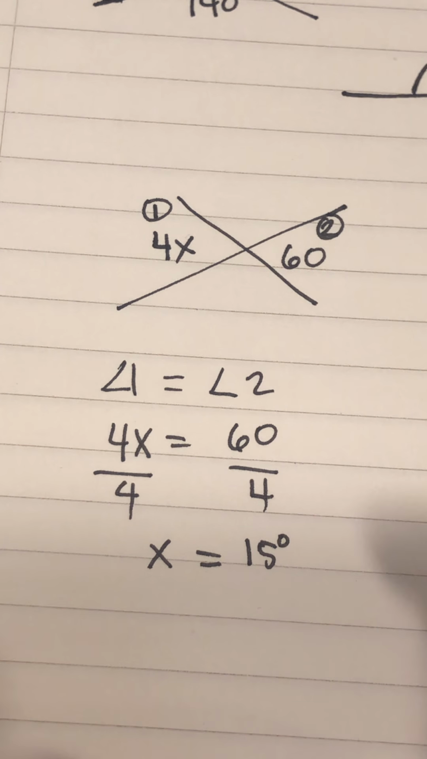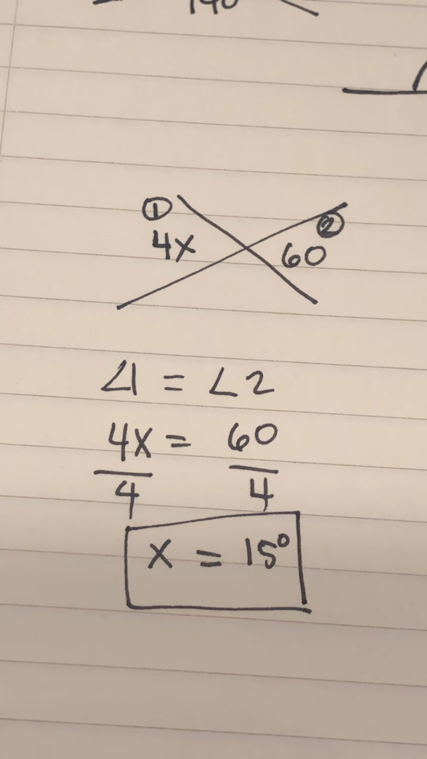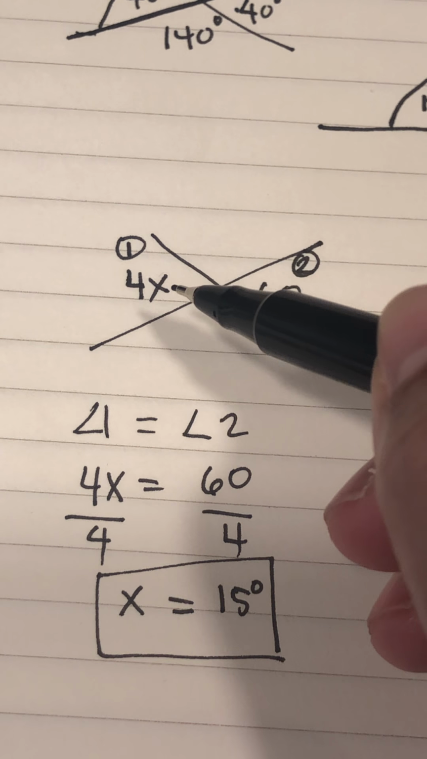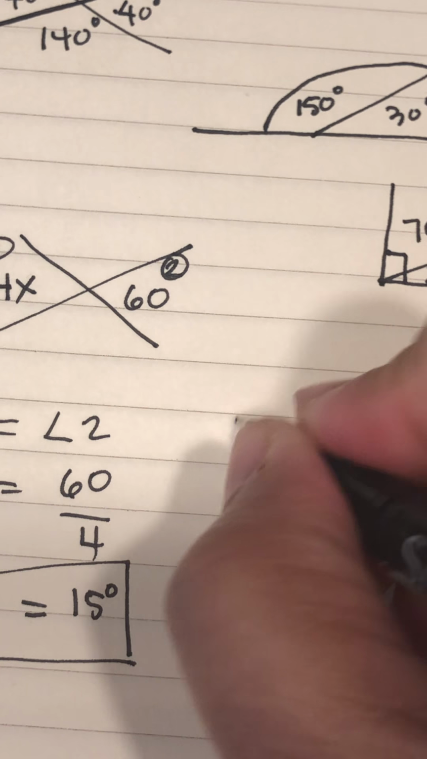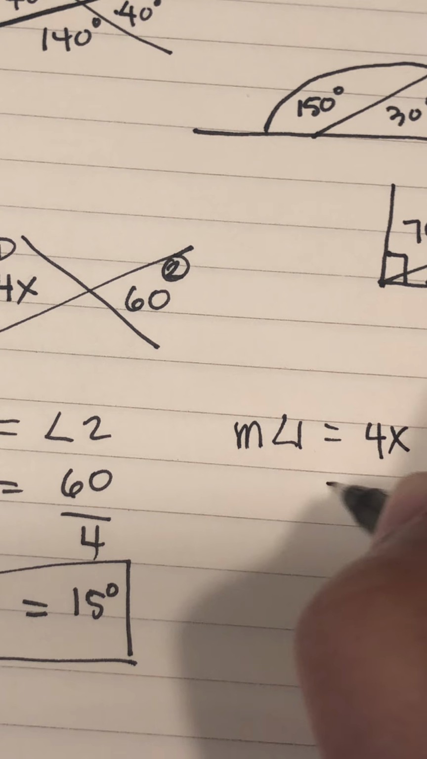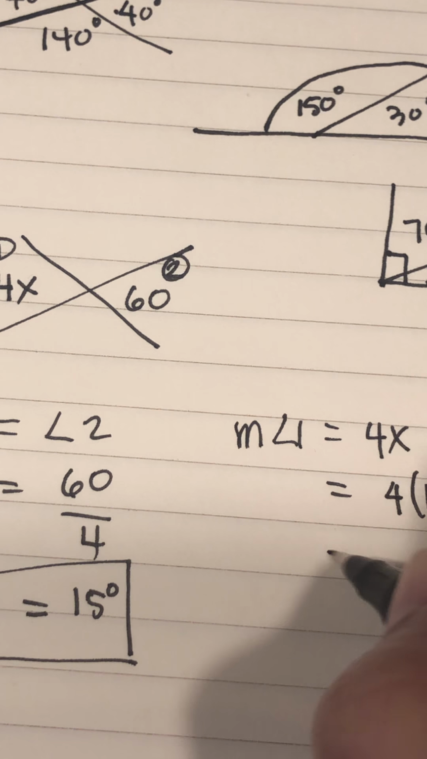So all you need to do is, okay, in the test, if I'm just going to ask you solve for x, then you stop right here. But then if I'm going to ask you, what is the angle measure for angle 1? So now you would have to substitute your x value into the expression. So the measure of angle 1 is 4x. So that means 4 times 15.